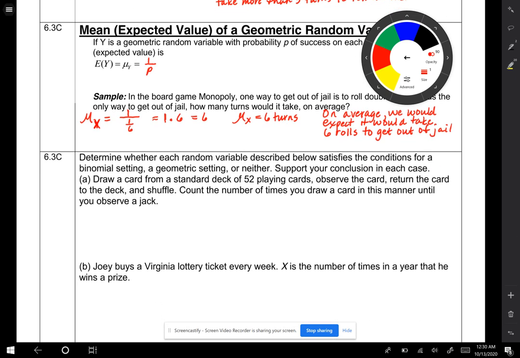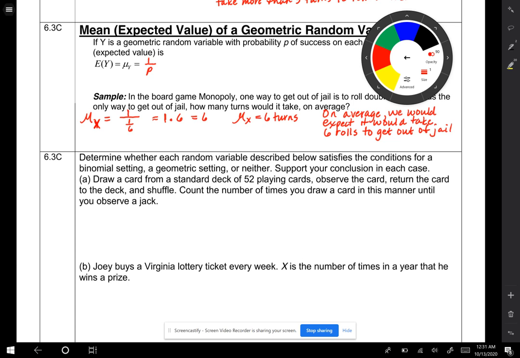All right, determine whether each random variable described below satisfies the conditions for a binomial setting, a geometric setting, or neither. Support your conclusion in each case. So let's look at example A. Draw a card from a standard deck of 52 playing cards, observe the card, return the card to the deck, and shuffle. Count the number of times you draw a card in this manner until you observe a jack.